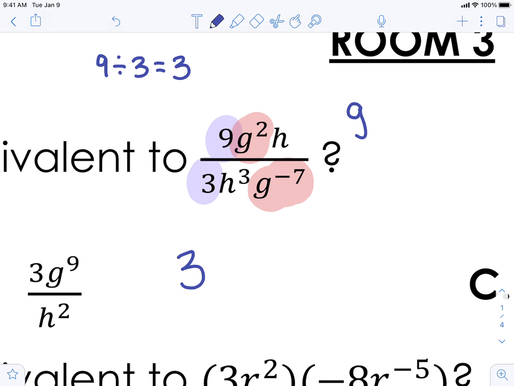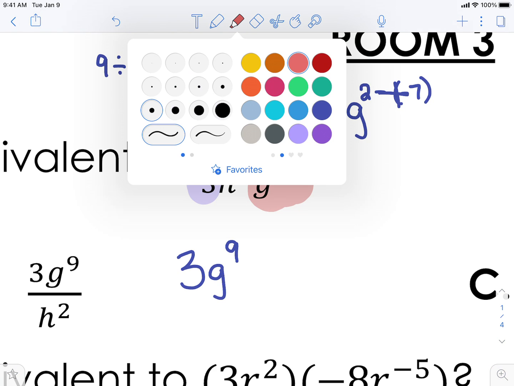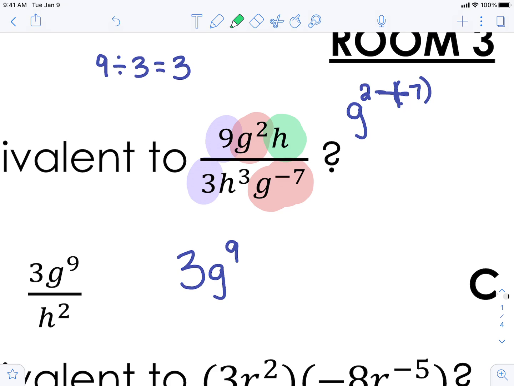So I have g to the second minus -7 power. Well, two negatives make it a positive, so it's really 2 plus 7, which makes it g to the 9th power. Then I look at my h values. So I have h to the 1st power and h to the 3rd power, so I'm going to subtract that. H to the 1 minus 3 power, and that gives me h to the -2nd power.